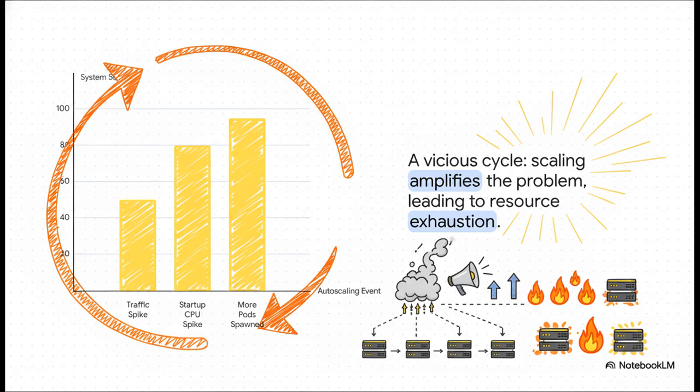You get a traffic spike, so the system tries to help by spawning new pods. But those new pods immediately cause a massive CPU spike just by starting up. The autoscaler sees this crazy high CPU and thinks, oh man, we're still overloaded. We need even more pods, which of course just makes the whole thing worse. It's a death spiral they created themselves.